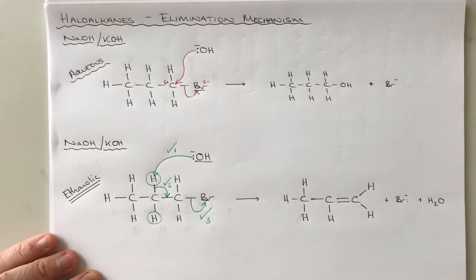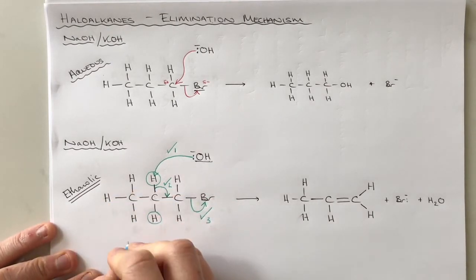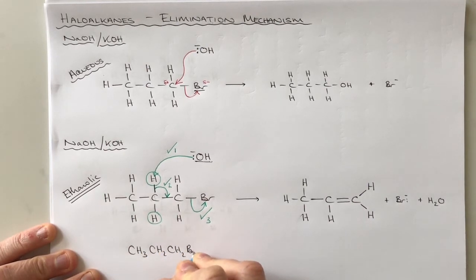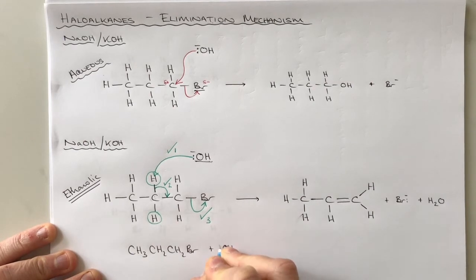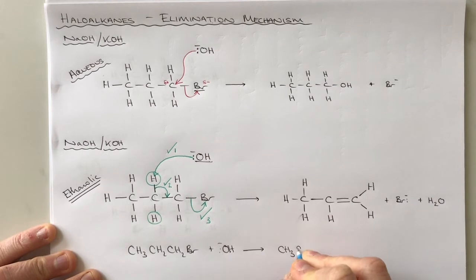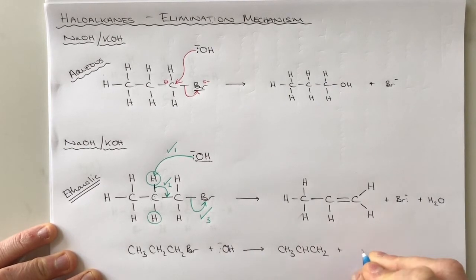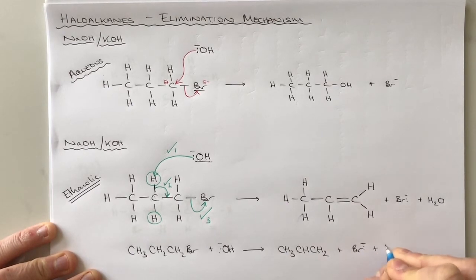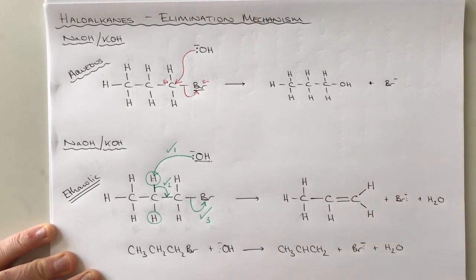So they could ask you for the overall equation. So if that was the case, I'd be writing CH3CH2CH2Br plus my hydroxide ion. And it's going to make CH3CH=CH2 plus my bromide ion plus water.